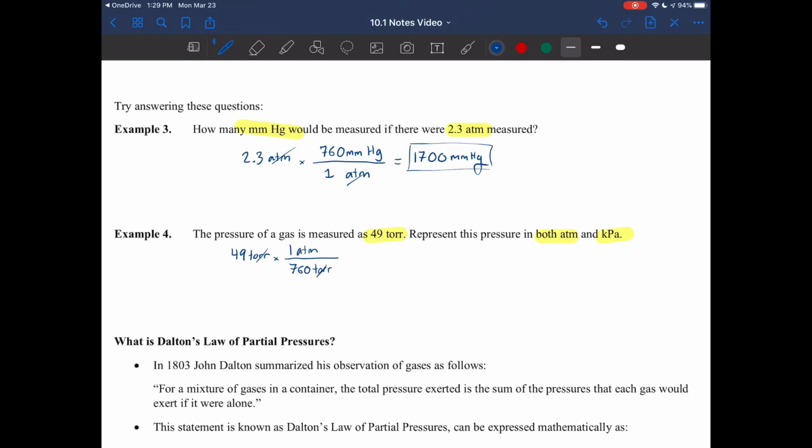So torr cancel out because you put the torr in the bottom there. And then in that calculation, you have to do 49 divided by 760. So let's see, 49 divided by 760. Looks like I'm getting about 0.064 atmospheres. Okay, next part of the question, it's asking for kilopascals. So let's start with that 49 torr again.